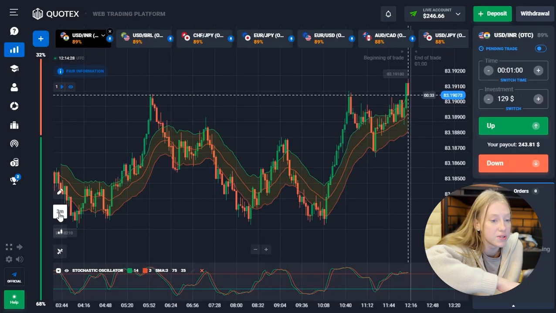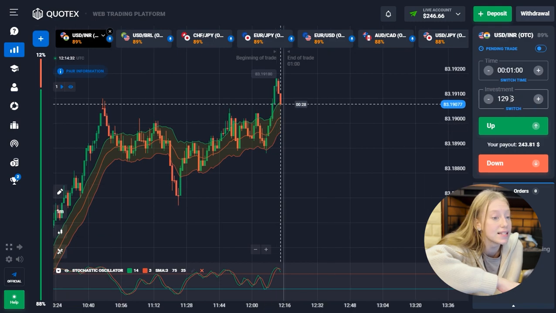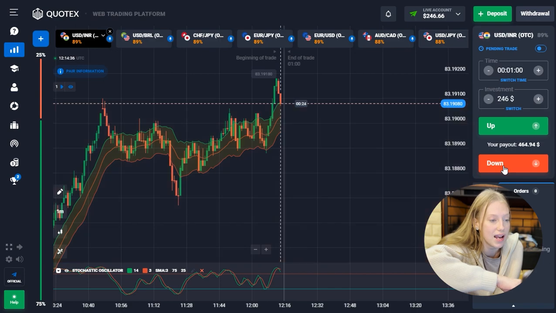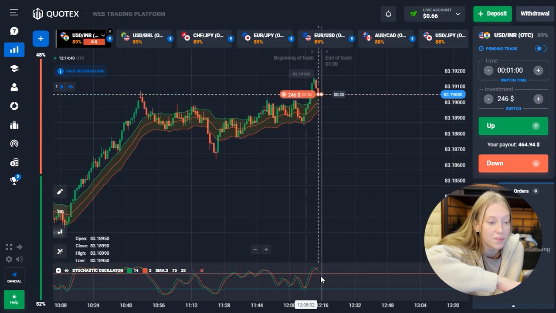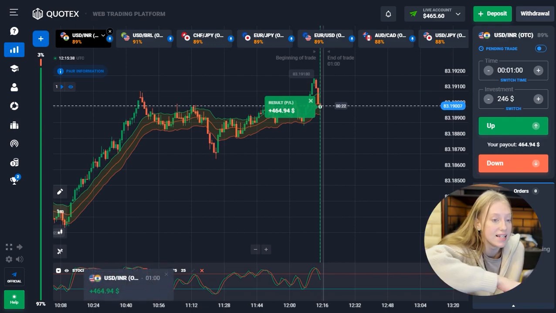Let's go back to the 1 minute time frame. And here on the stochastic oscillator, we already see a good intersection of the lines. I open the deal down for 1 minute. The next transaction closes with a profit.